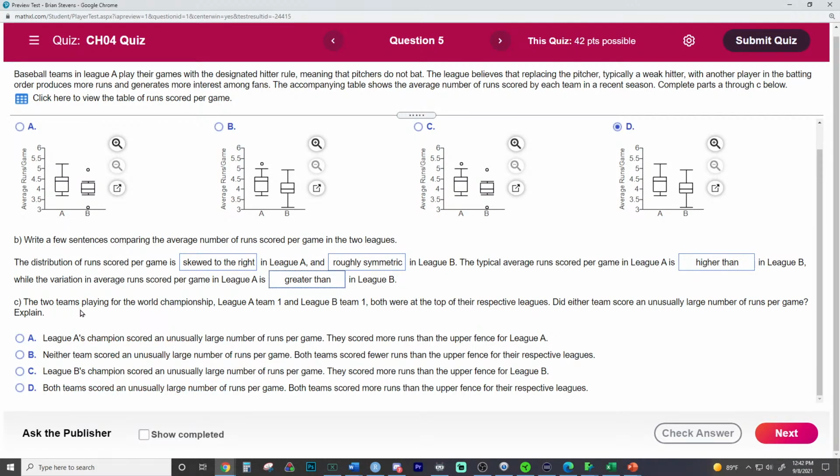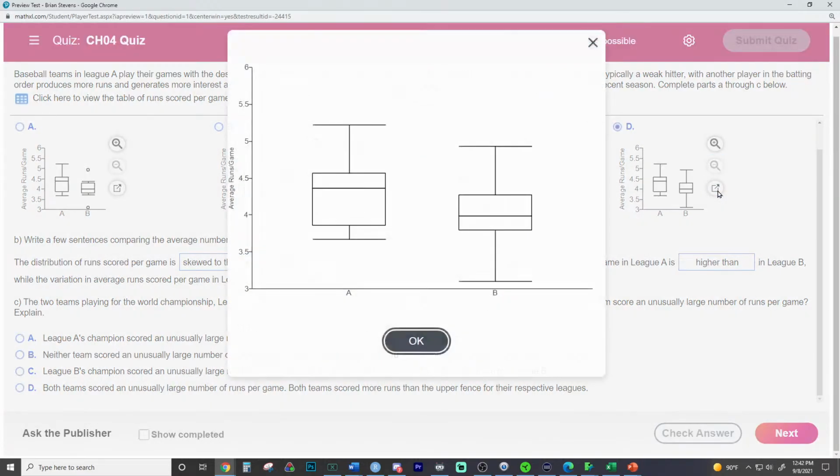Great job. The two teams playing for the championship, League A, Team 1, and League B, Team 1, both were at the top of their respective leagues. Did either team score an unusual amount of points? And the question then becomes, is this an outlier and is this an outlier? And the answer is most definitely a 2-letter word.